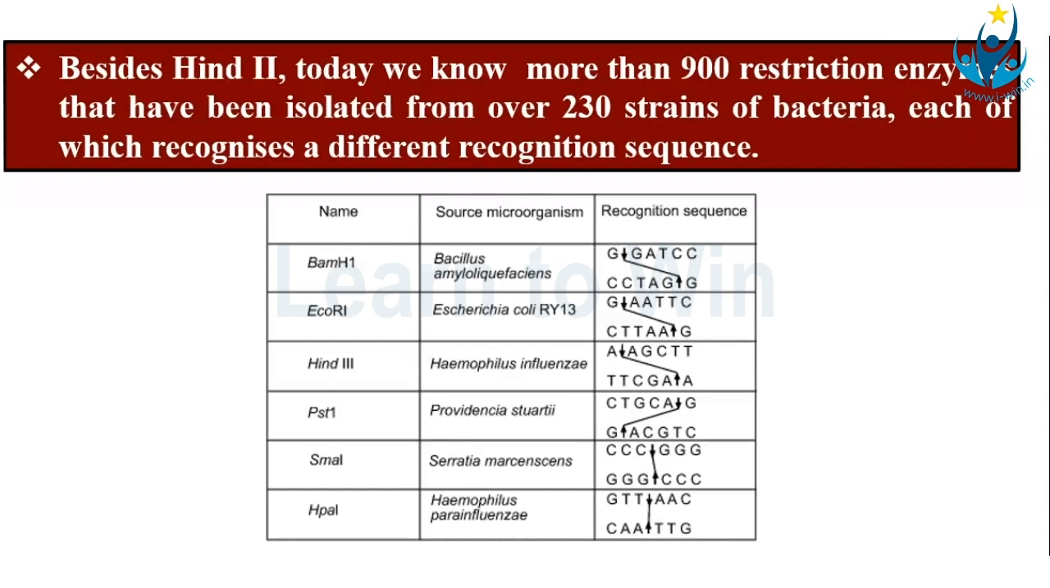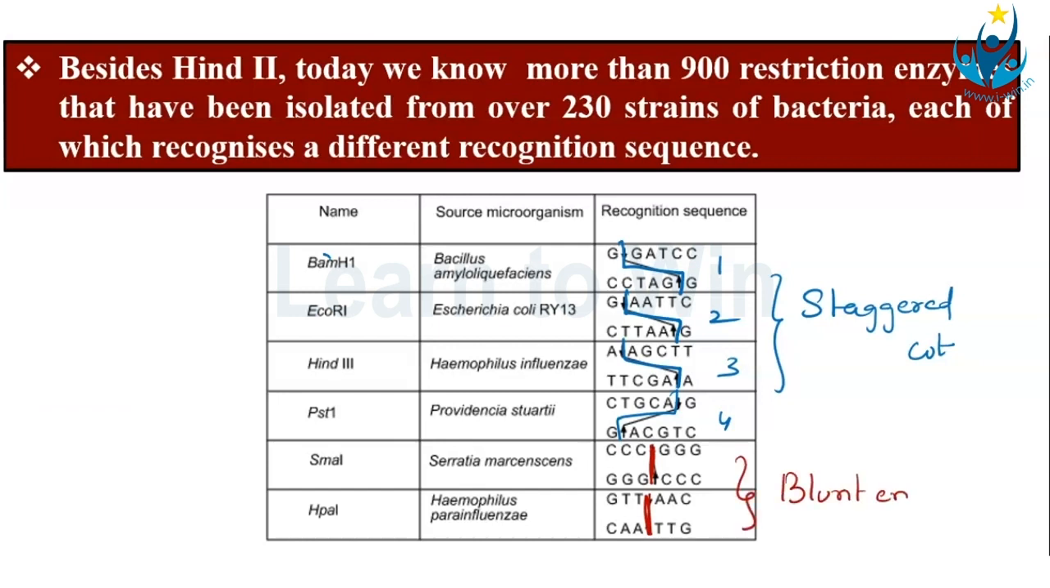And if you see the first four, all of them are cutting in unequal direction. They are cutting at two different locations. So all of these will produce the staggered cuts. They are maintaining the staggered cuts. But if you look at the last two, they are cutting in the same direction, at the same level. So these two will produce the blunt end cuts. And if you see, each one is having a different recognition site.